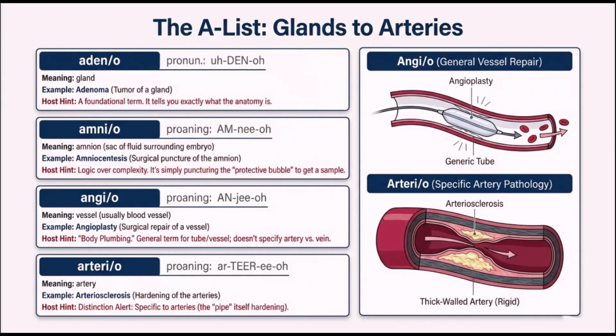Perfect. Next up, amnio. This refers to the amnion. That's the sac of fluid that surrounds an embryo. The protective bubble, basically. And the procedure everyone's heard of is amniocentesis. Right, which sounds complex, but it's just logic. The suffix centesis means a surgical puncture. So you're literally puncturing the amnion to get a fluid sample.